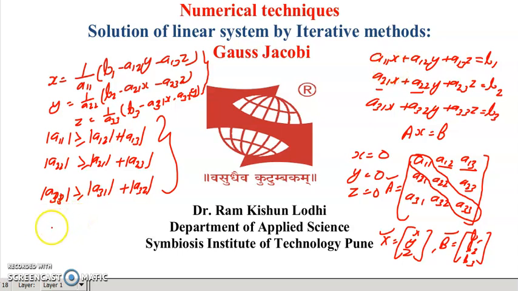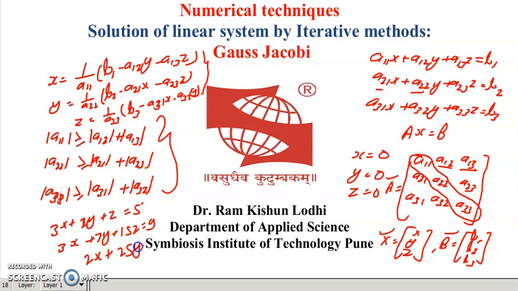Suppose you write 3x plus 2y plus z equals 5, then 3x plus 7y plus 15z equals 9, and 2x plus 25y plus 20z equals 11. So guys, if you look here, in the first equation the coefficient of x is greater than or equal to the sum of the coefficients of y and z, but in another equation the coefficient of z is greater than or equal to the coefficients of x and y.